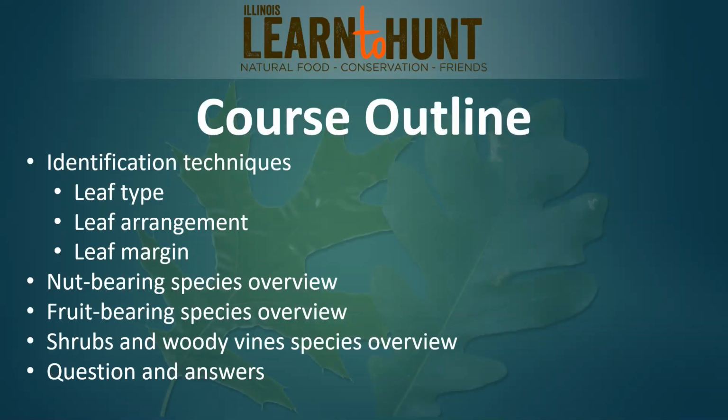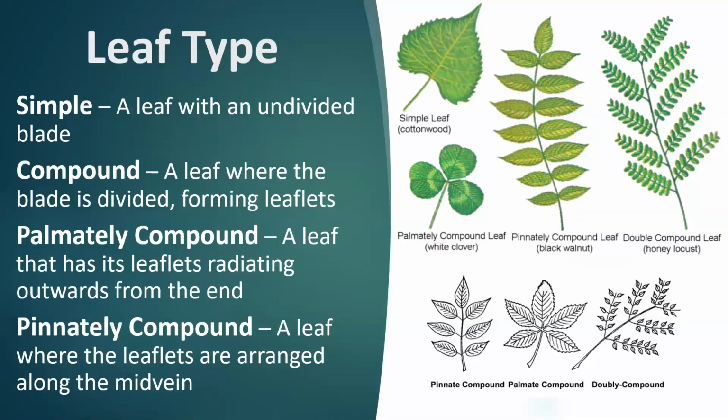So the course outline. We're going to go over identification techniques. We're going to talk about the leaf types, leaf arrangements, leaf margins, and the different types that you're going to see and how that helps you identify a plant. And we'll go over the nut-bearing and the fruit-bearing species, along with shrubs and woody vines species. And then, like I said, at the end, if you have any questions, please feel free to ask those at the end or in the chat during the presentation. So with that, Dan, take it away.